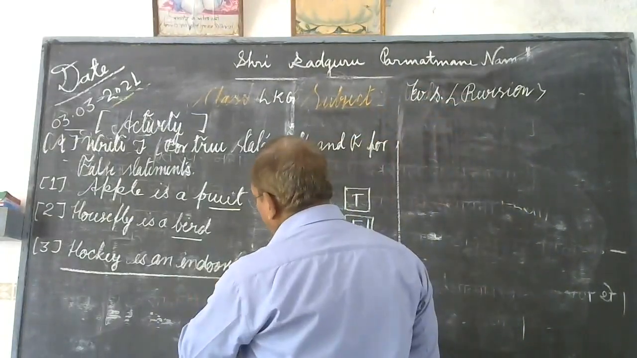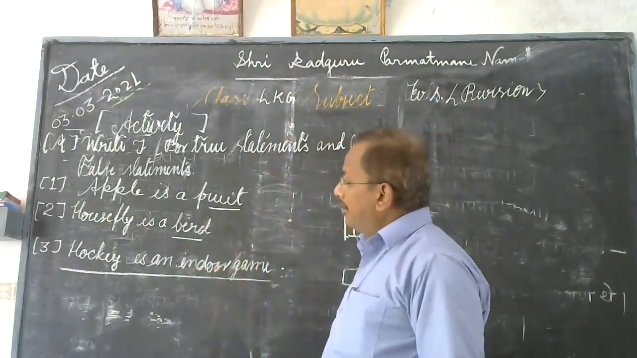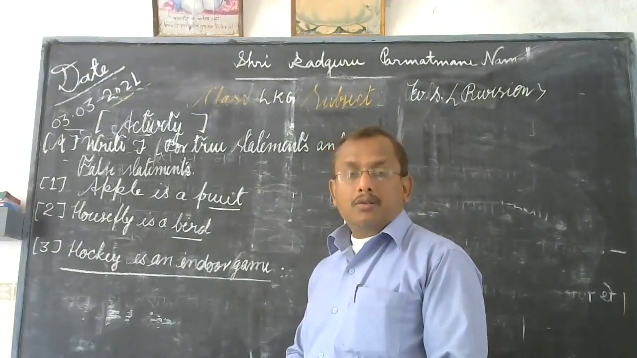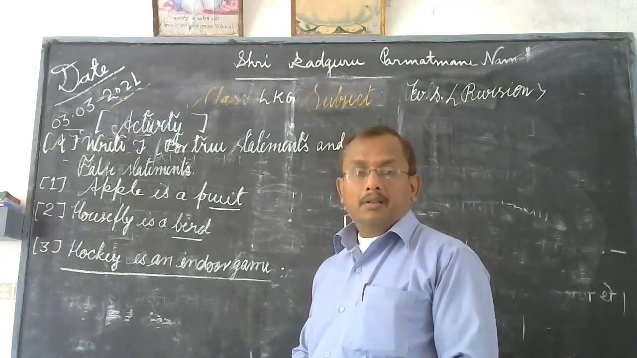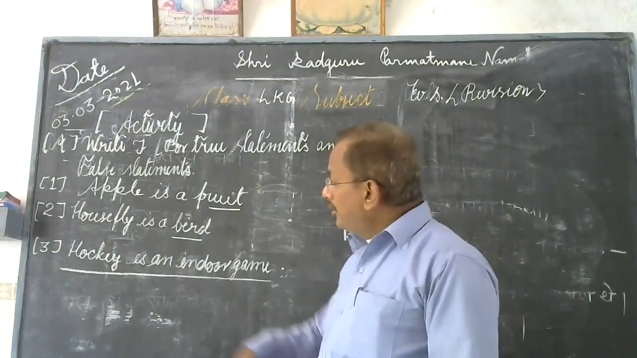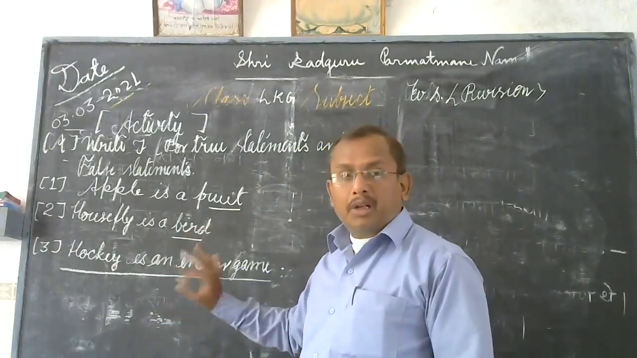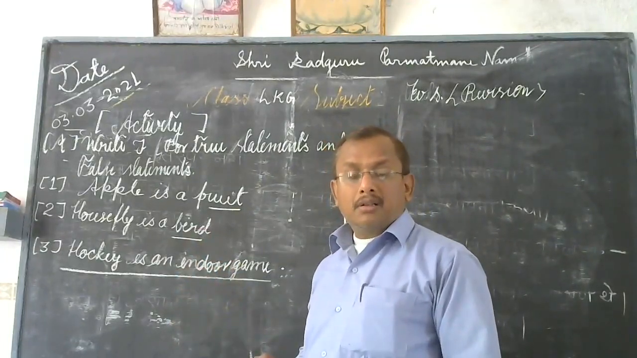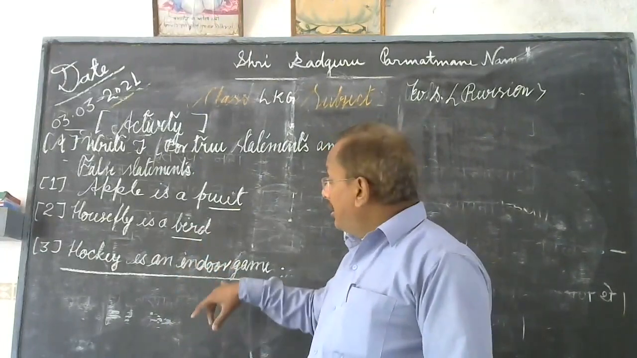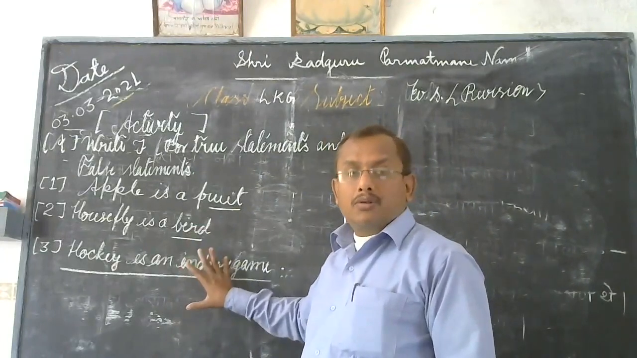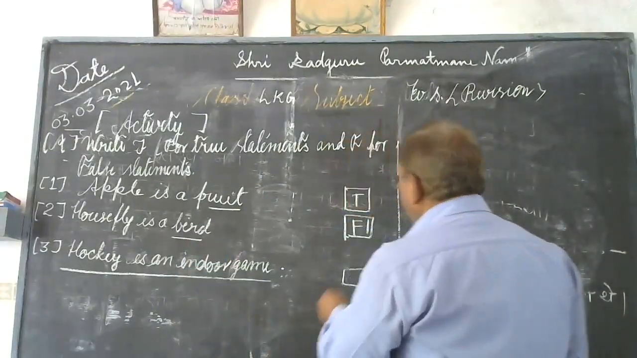So, hockey is an indoor game. You know that hockey is played in a big field. We can't play it in our house or home. We read it in our study. So hockey is an outdoor game. Even then it is written here indoor game. So it is totally wrong. We would write F here.